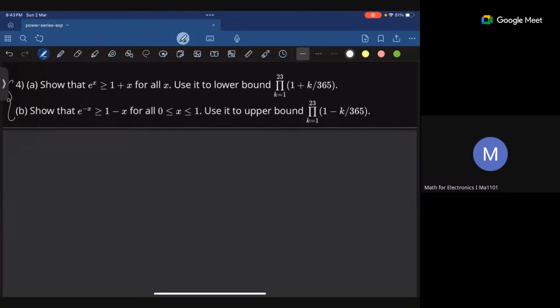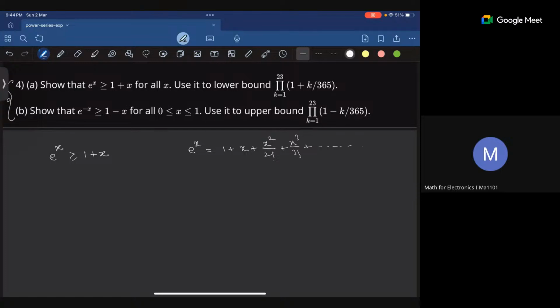Let's take the first one. Okay, so proving e power x is greater than or equal to 1 plus x. As we all know, e power x is 1 plus x plus x square by 2 factorial plus x cube by 3 factorial and so on, right?